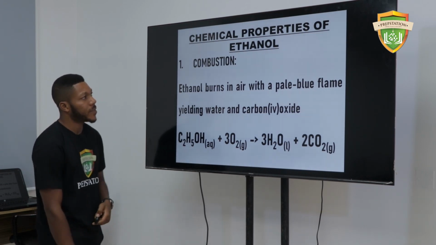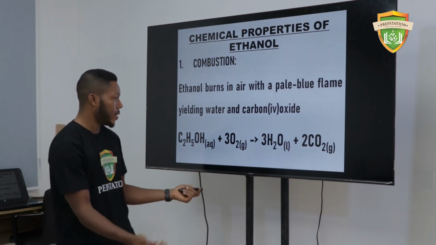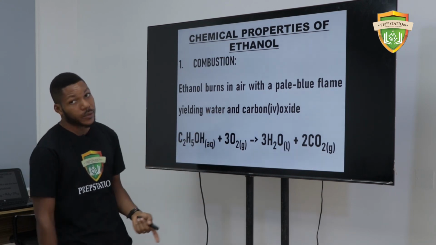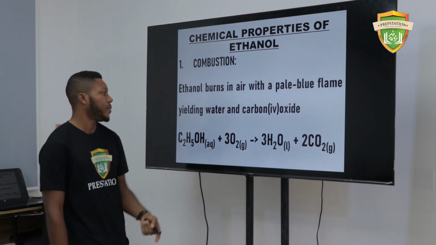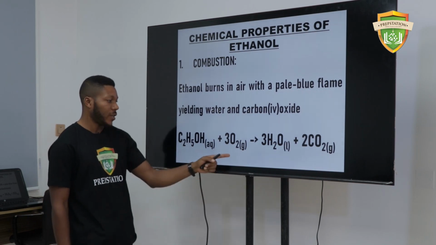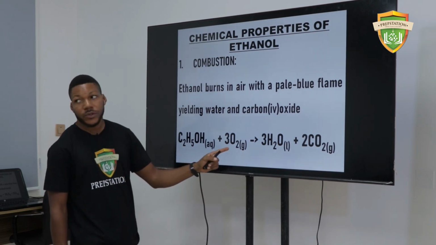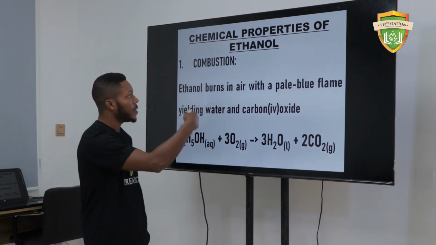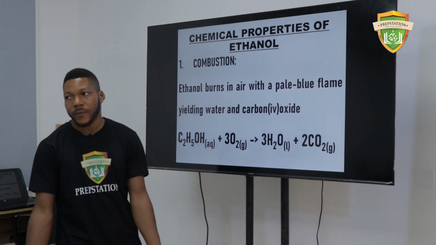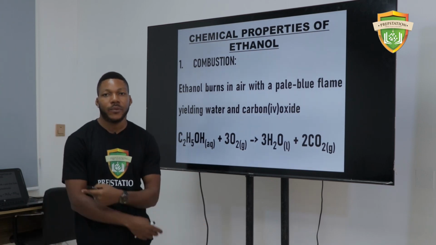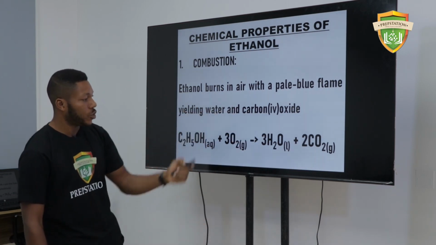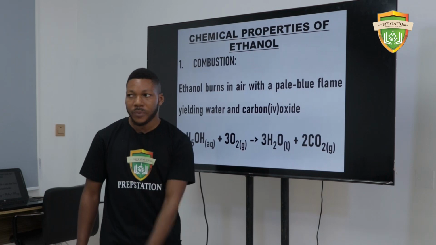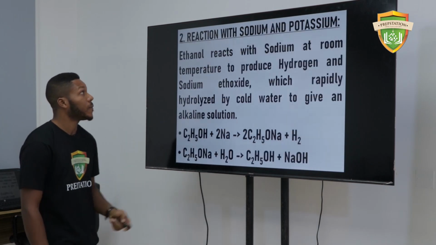All right, chemical properties. 1, combustion. They are combustible with a pale flame, yielding water and carbon dioxide. As you can see, ethanol plus O2 gives us what? Water and carbon dioxide. And this is a common reaction to all organic compounds. Whether methane, propane, butane, they all undergo combustion and they release the same products, water and carbon dioxide.